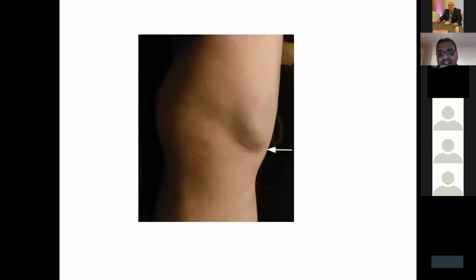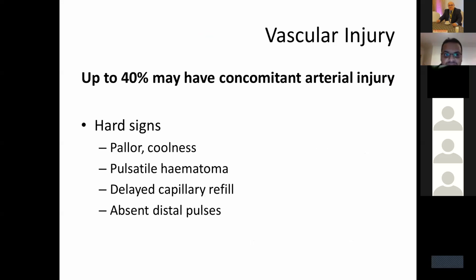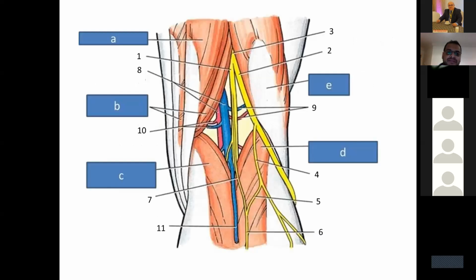This is an example of a clinical picture where you can actually see the medial side of the knee, and you can see the puckering in the skin crease, which is quite evident from the fact that it has a pretty nasty medial sided dislocation. Vascular injury: up to 40% of these patients can have a concurrent arterial injury. They may present with hard signs of a blocked vessel, such as pallor, coolness, maybe a pulsatile hematoma, delayed capillary refill, and as we know, absent distal pulses.